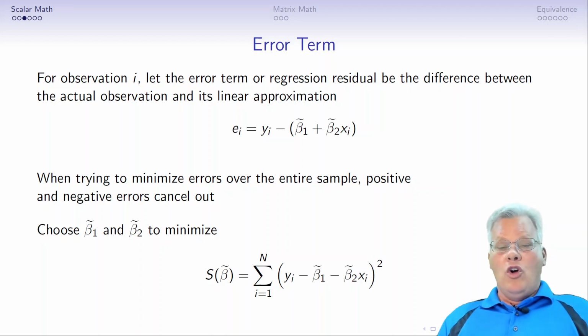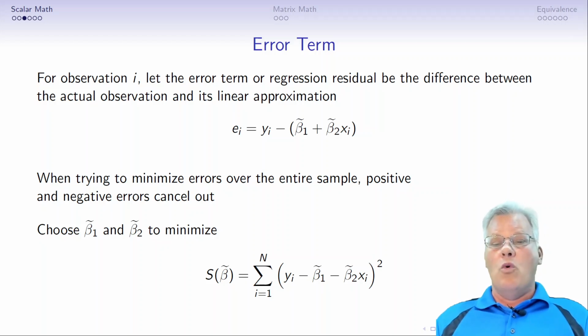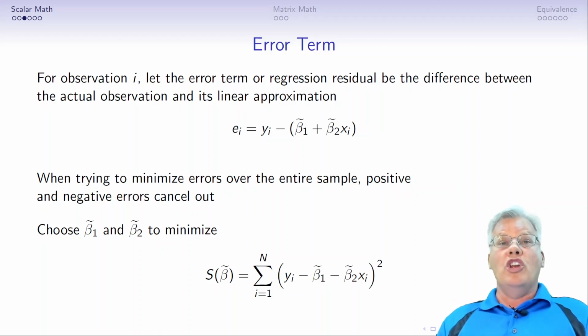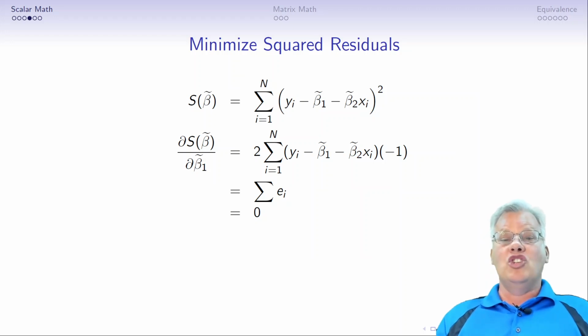But for now, remember, we're thinking about regression as an algebraic tool and nothing more. And what we're going to do is we're going to choose beta tilde 1 and beta tilde 2 to minimize the sum of the squared residuals.